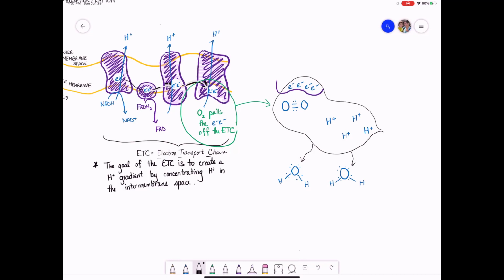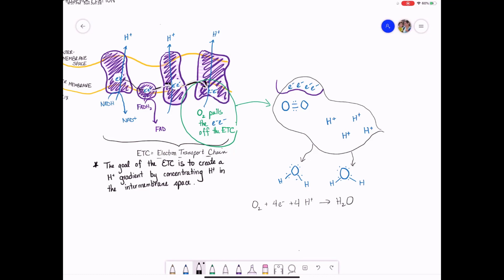Now, the reason why this is important is because in order for the hydrogen ion gradient to continually be propagated, electrons have to continually flow through the chain. They cannot be static and just sit there. So it's super important that oxygen pull the electrons off the chain so the electrons from the 3rd protein can move into the 4th protein, the ones from the 2nd protein can move to the 3rd protein, etc.